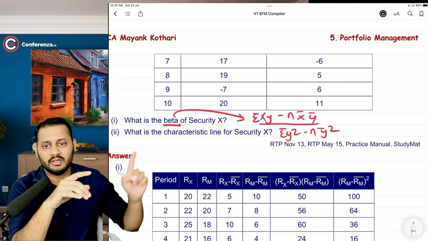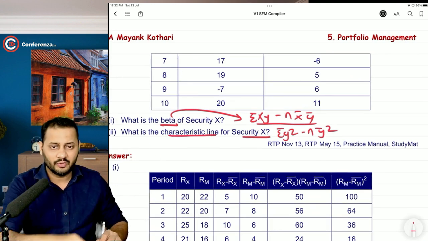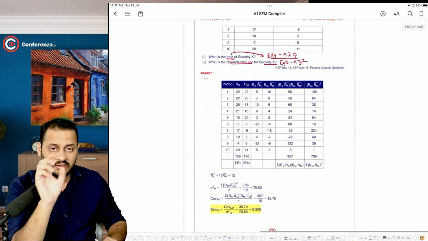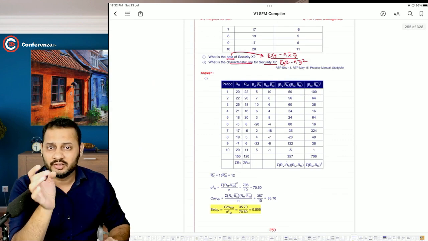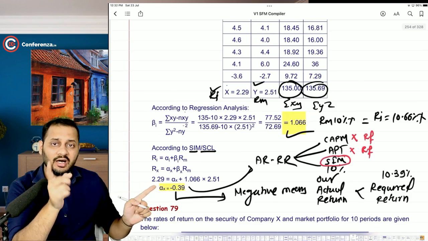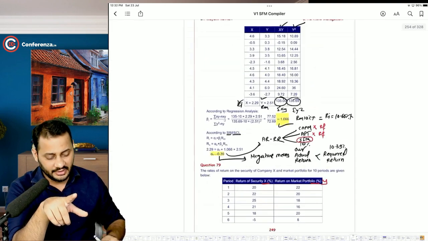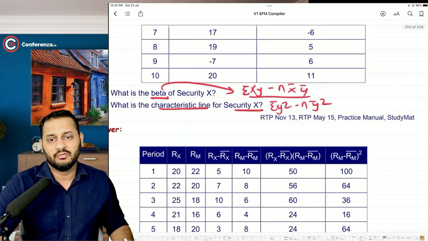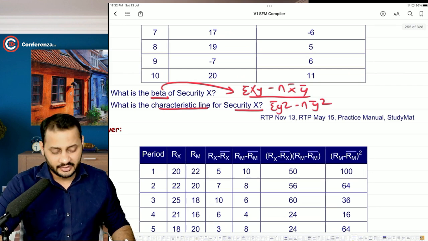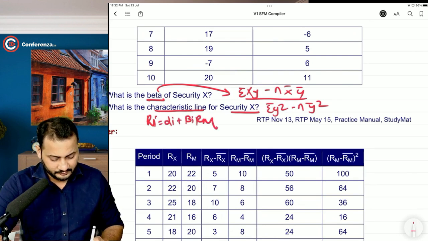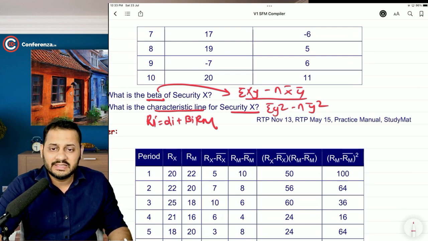Repeat the process. Now, the characteristic line of security X. How do you calculate the characteristic line? Whenever they say calculate the characteristic line, you have to create a formula. You don't have to come up with a particular number. In the previous question, they asked us to calculate the alpha directly, not the equation. In this part, they are asking us to calculate the equation only. Ri is equal to alpha i plus beta i Rm. This is what the equation is. Now you tell me what will be the equation.